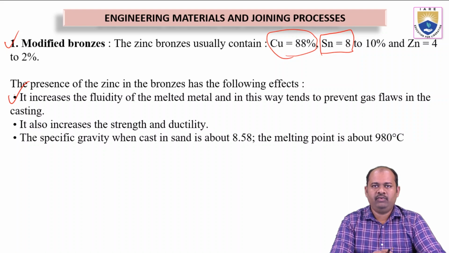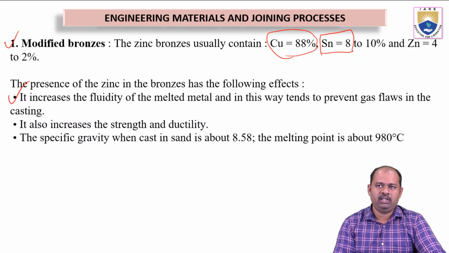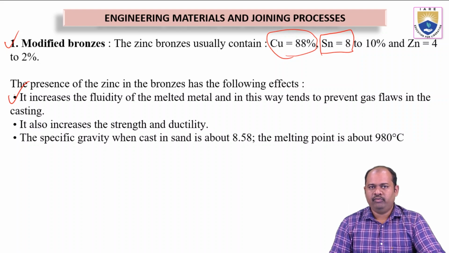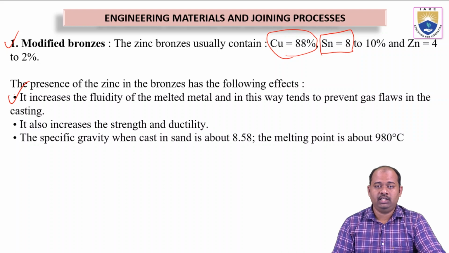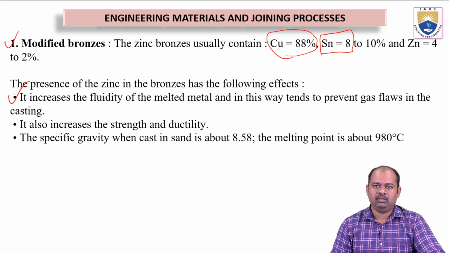The specific gravity when cast in sand is about 8.58 and the melting point is about 980 degrees centigrade. So when compared to normal copper, these are very good properties because copper will melt at about 600 degrees centigrade. So we have increased its melting point to 980 degrees centigrade.